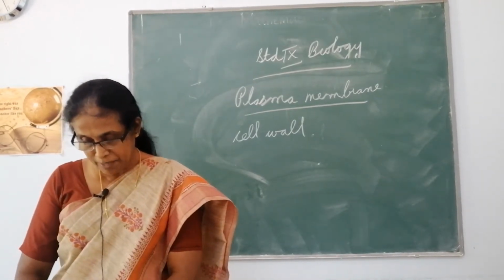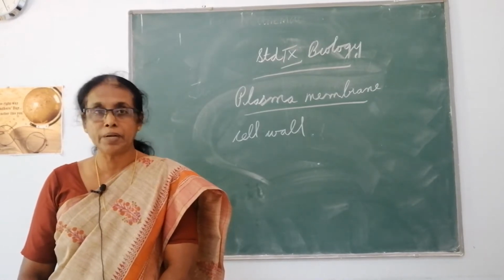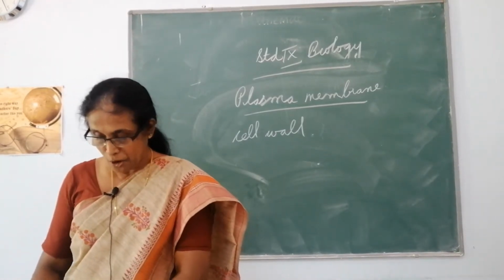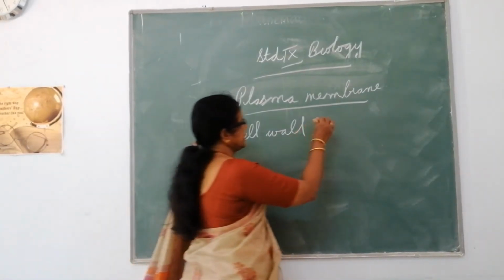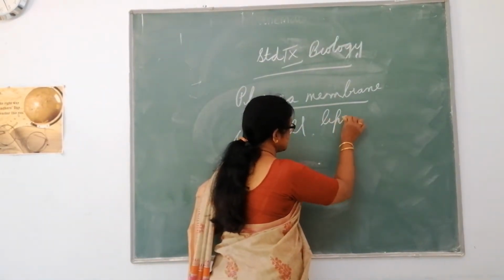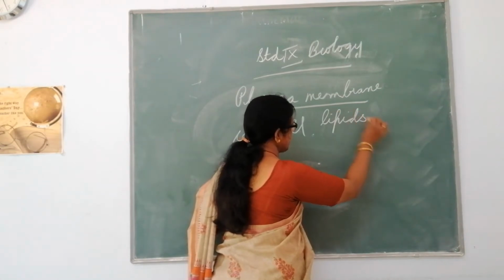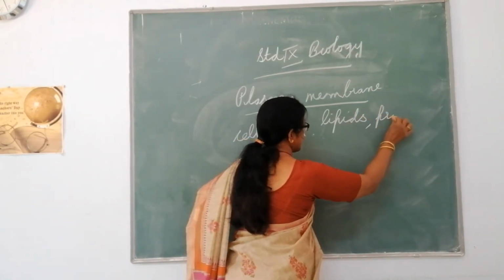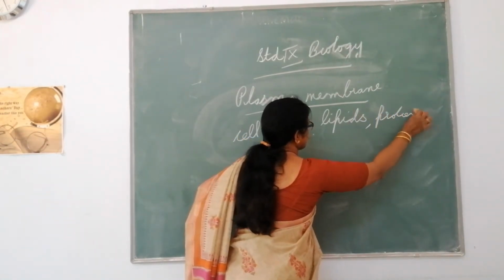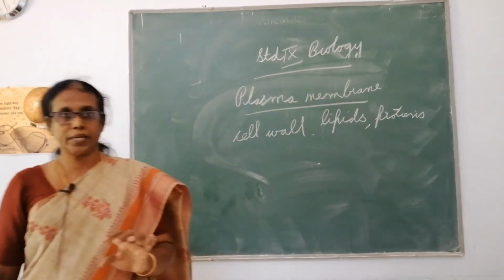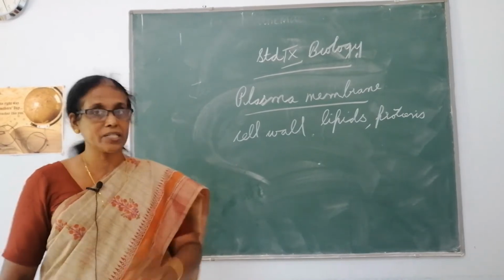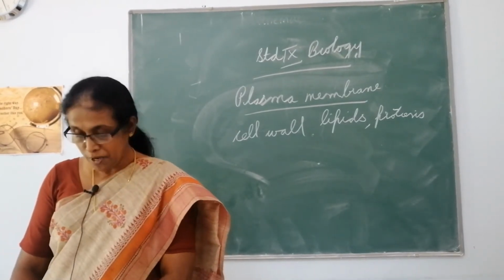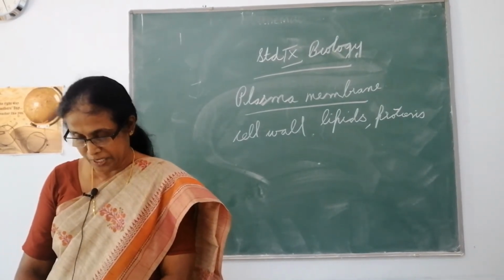See, the plasma membrane is flexible and it is made up of organic molecules called lipids and proteins. Because we said that the plasma membrane is a selectively permeable membrane, now we are saying it is flexible and it is made up of proteins and lipids.